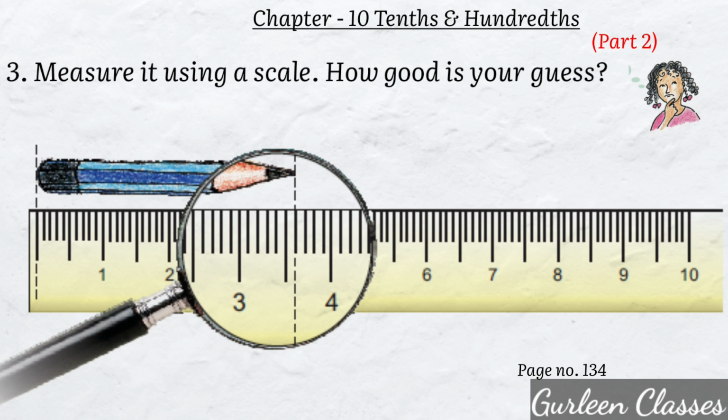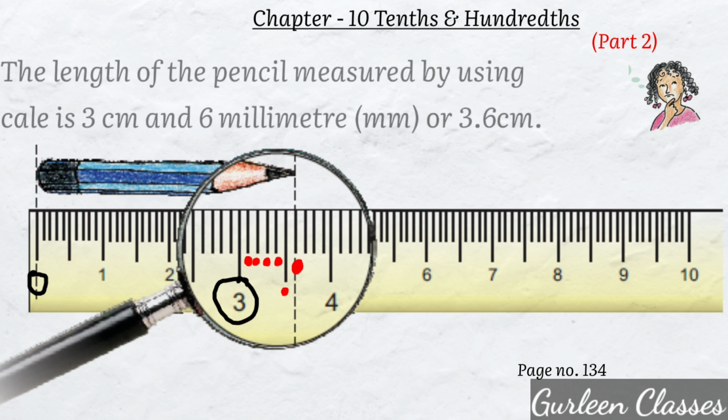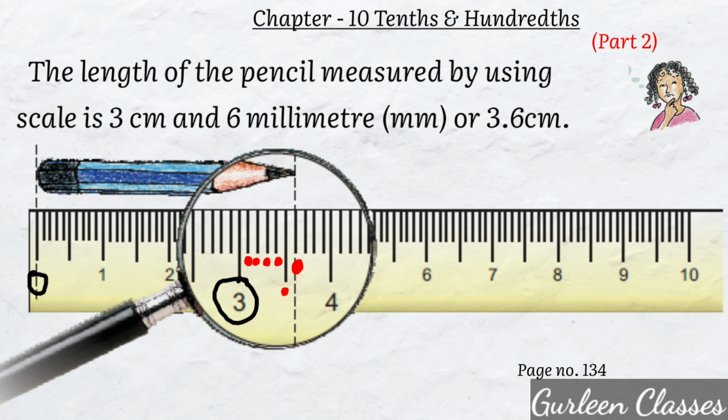So this is from 0 till 3 centimeter. Then count after 3: 1, 2, 3, 4, 5, 6. Means 3 centimeter 6 millimeter, or we can say 3.6 centimeter.